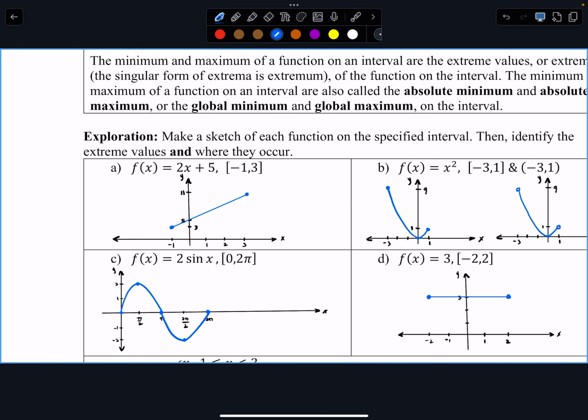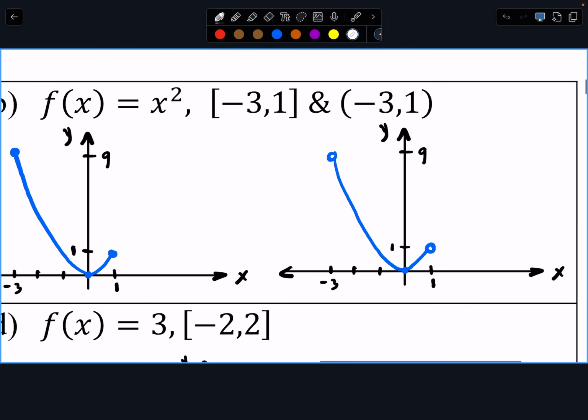Okay, you guys, have you gone through and sketched? Almost. And then you should also be identifying what the extreme values are and where they occur on each of those graphs. Then we're going to go through it together and check in.